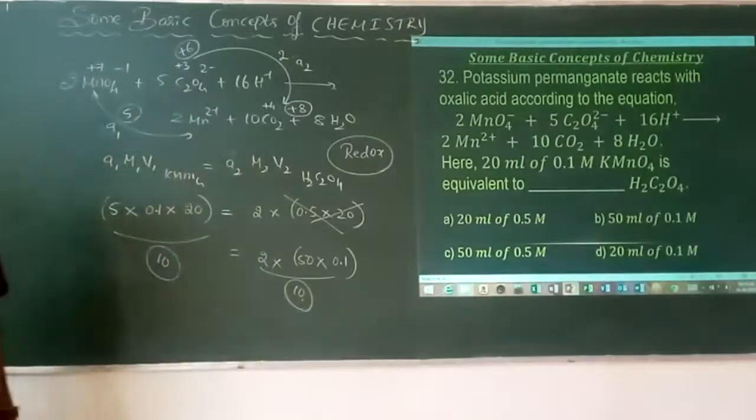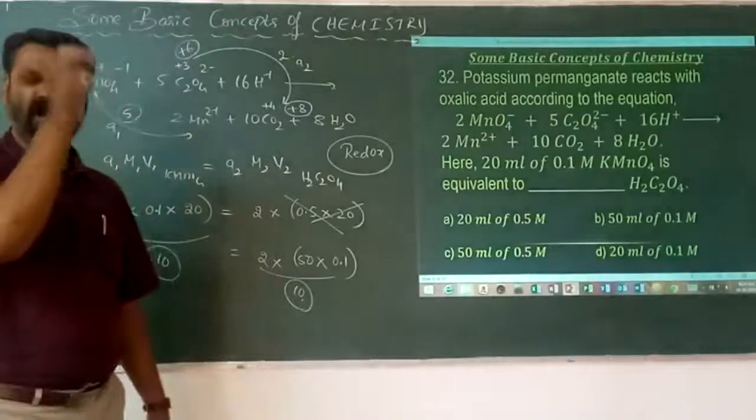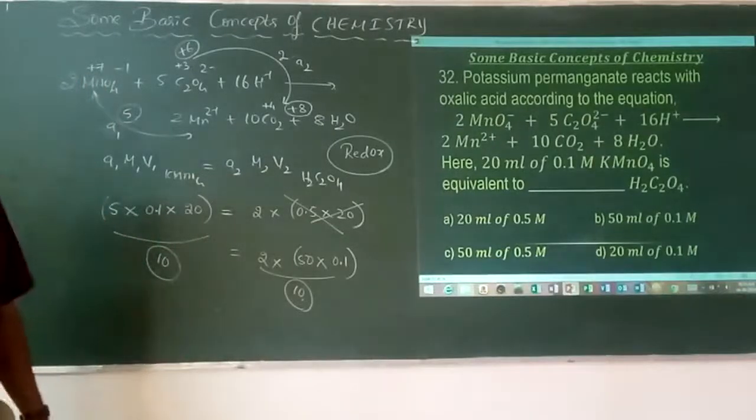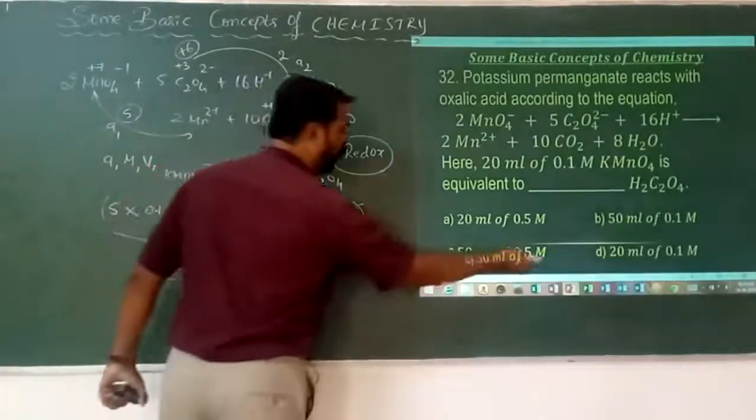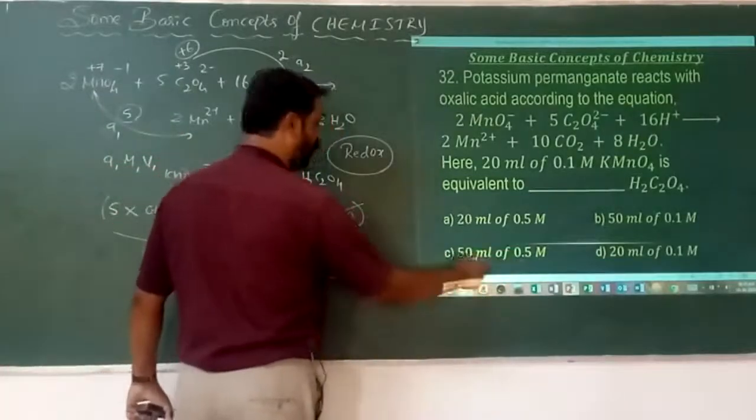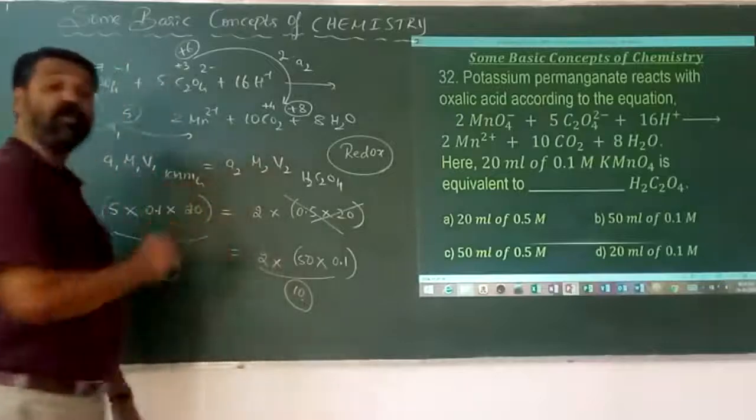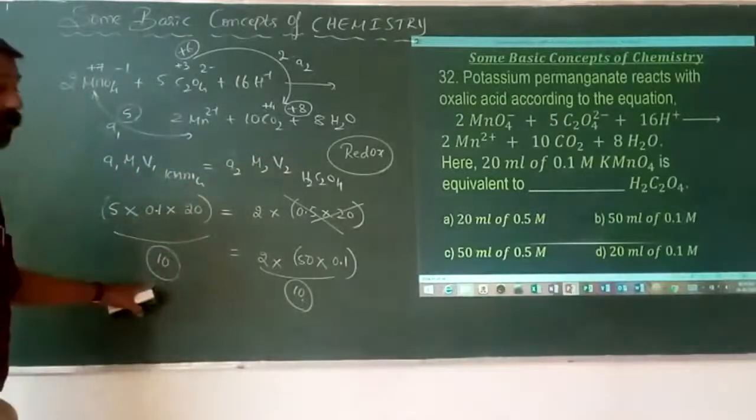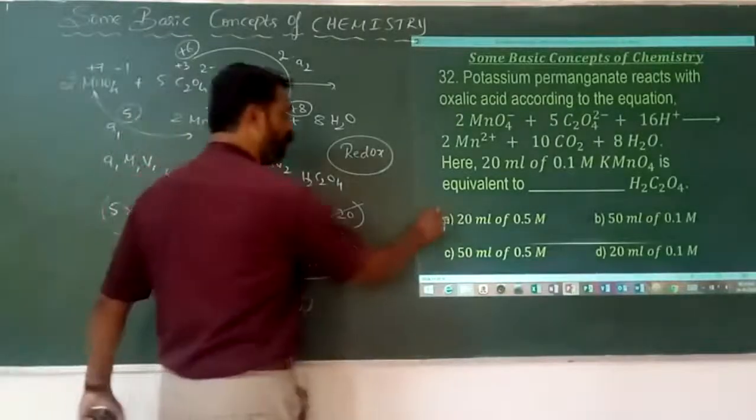If the number of gram equivalents of the reducing agent is equal to the number of gram equivalents of the oxidizing agent, then that particular reaction is 100% complete. Suppose it is 50 into 0.5, which is actually 25. 25 into 2 is actually 50. It is not equal to 10. Therefore, the third option is not correct.